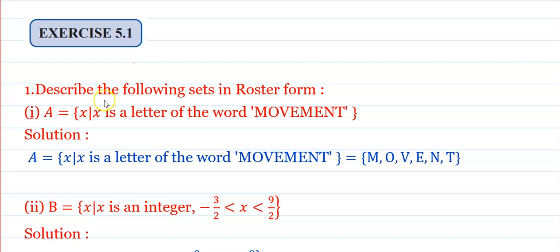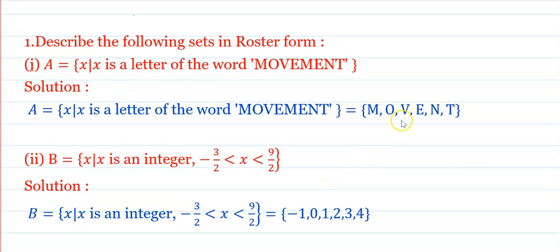Okay. Now the first question. Describe the following sets in roster form. Now the first example, A is equal to, in curly brackets, x such that x is a letter of the word MOVEMENT. Okay, now the solution. A is equal to, in curly brackets, x such that x is a letter of the word MOVEMENT. That is, M, O, V, E, N, T. These are the letters of the word MOVEMENT, and this is the set.